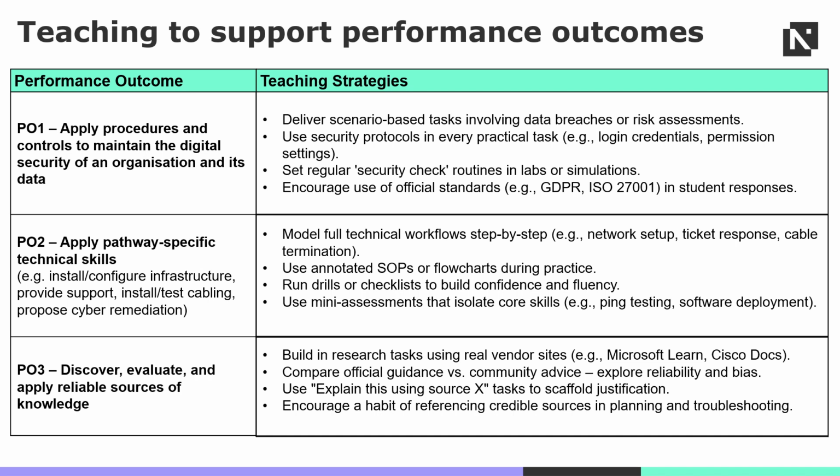Then for managing performance outcome 3, this is all about research and judgment. Students need to be able to find the right information, assess its reliability and apply it appropriately. We can build these skills by designing tasks where students must solve a technical issue using a real-world source, such as vendor documentation from Microsoft or Cisco.